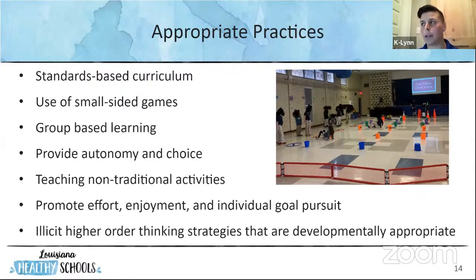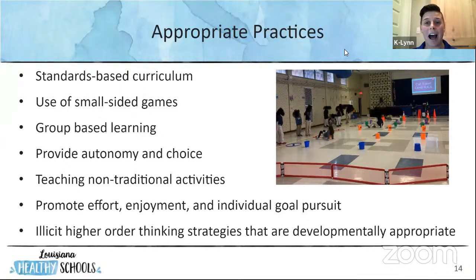Another appropriate strategy to teach within physical education is teaching non-traditional activities. Again, the kids that are interested in sport often will play sport, and I'm not saying we shouldn't teach sports, but teaching non-traditional activities such as omnikin or chook ball, and if you've never heard of those, go look them up because they're great games. It evens that playing field and it intrigues those students. That way, a lot of students aren't coming in with previous knowledge, so it's really leveling the playing field for students to participate.